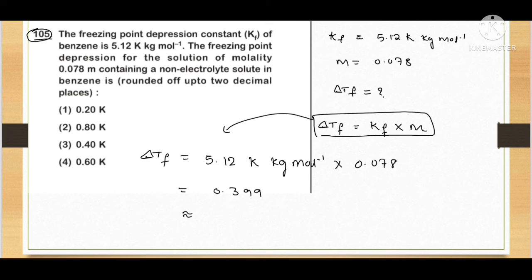0.399. Nearest value 0.40 Kelvin. Freezing point depression value is equal to 0.40. So among the four options, three options satisfied.